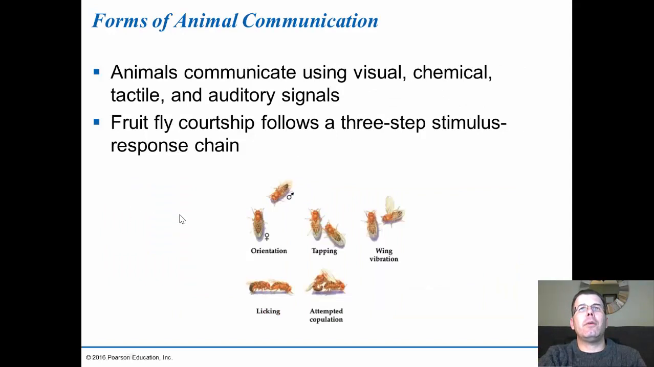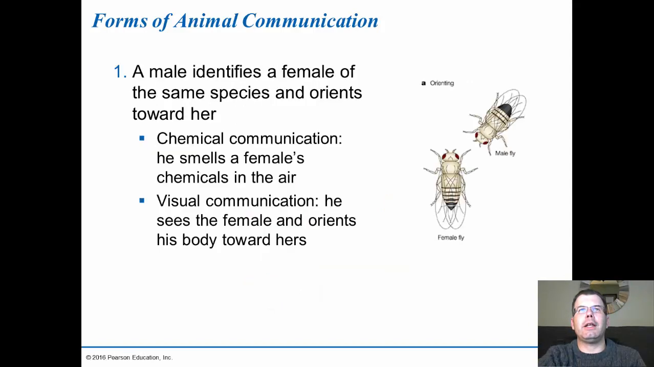Now, some animals communicate using visual, chemical, tactile, and auditory signals. One of the types of things that are out there is the courtship of fruit flies. And so in this, they have a process known as orientation, tapping, wing vibration, licking, and then the attempted copulation, so that then they can mate and move on. And so again, this is one of the things that we'll look at here.